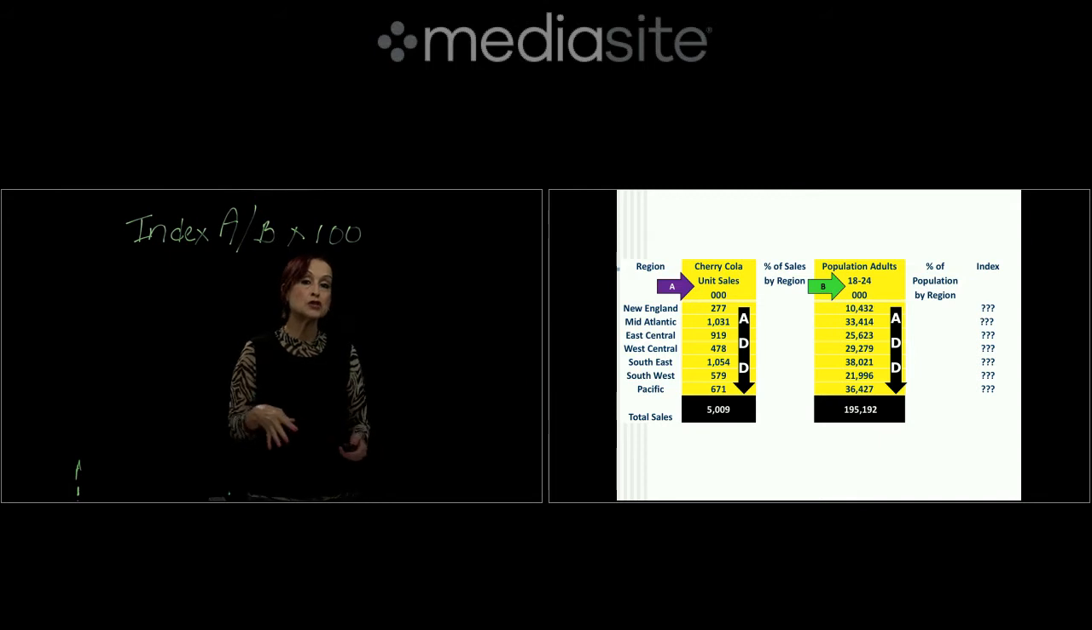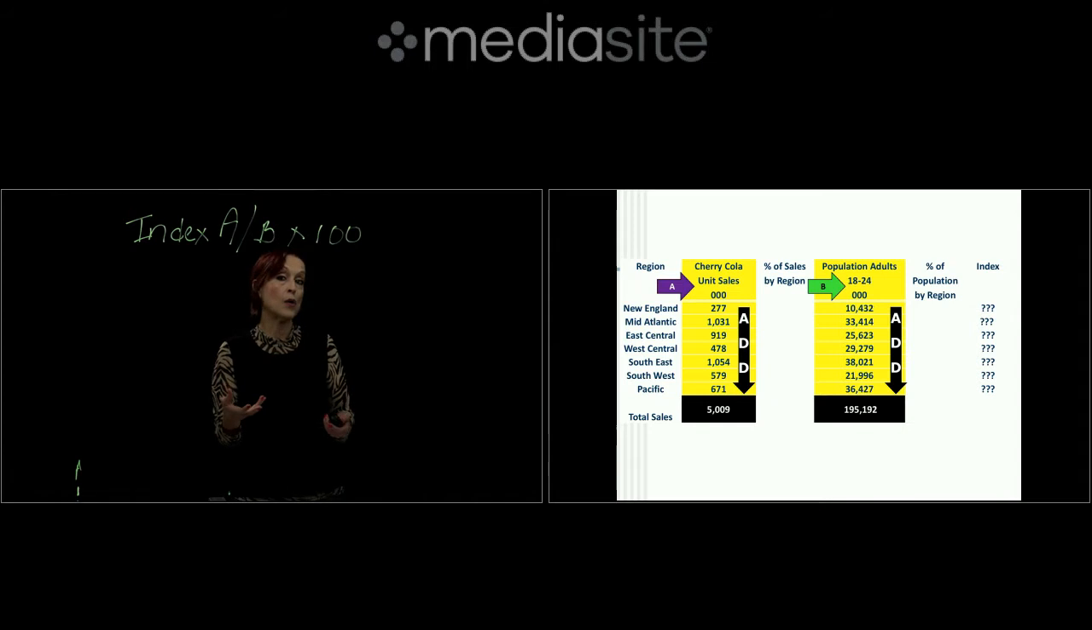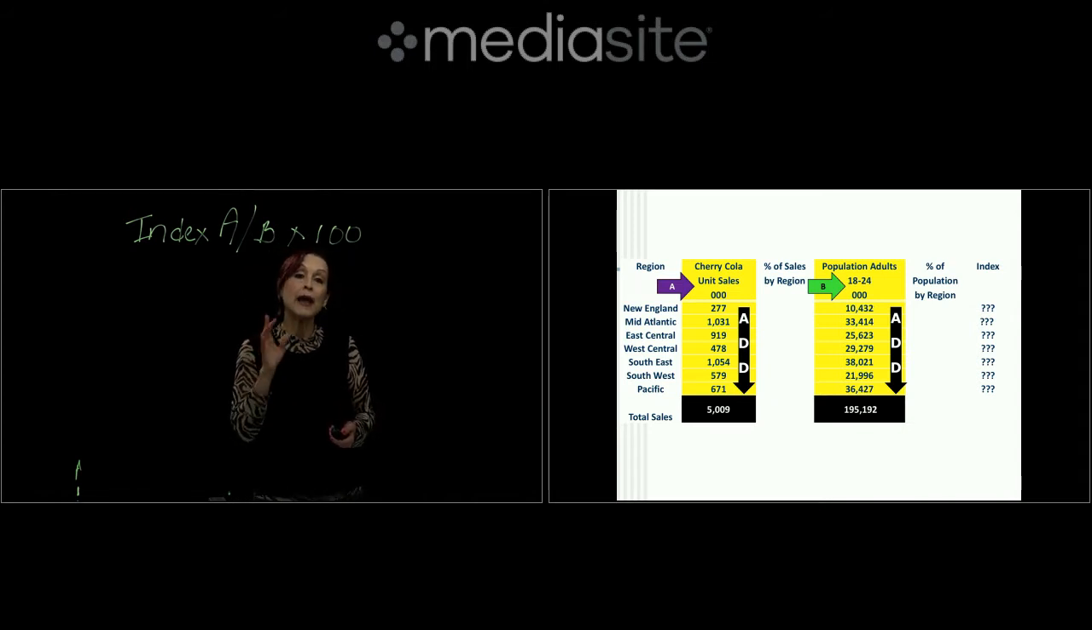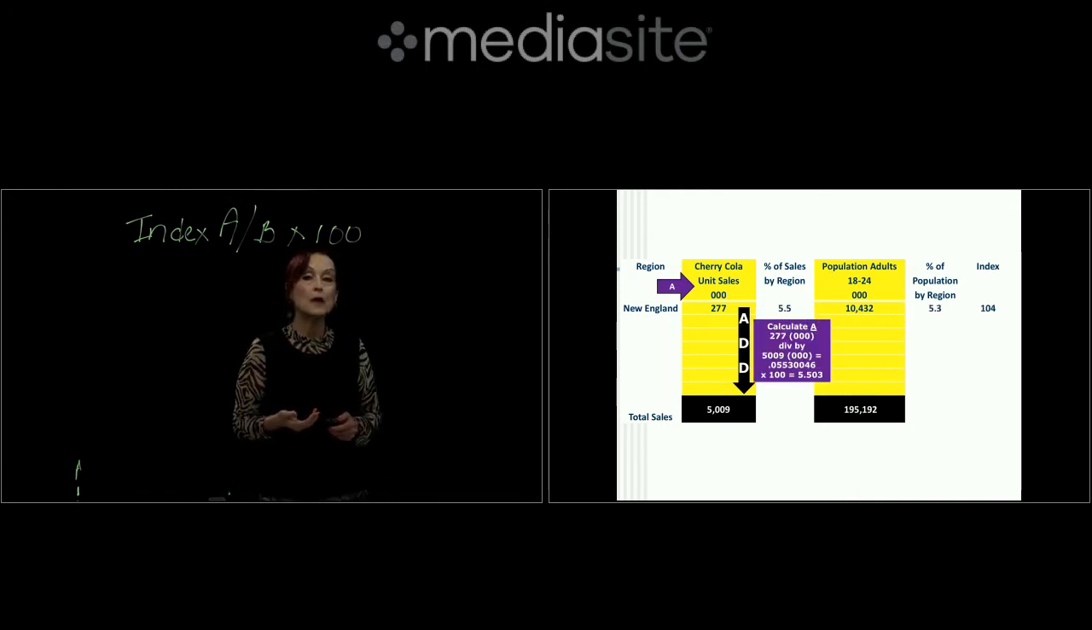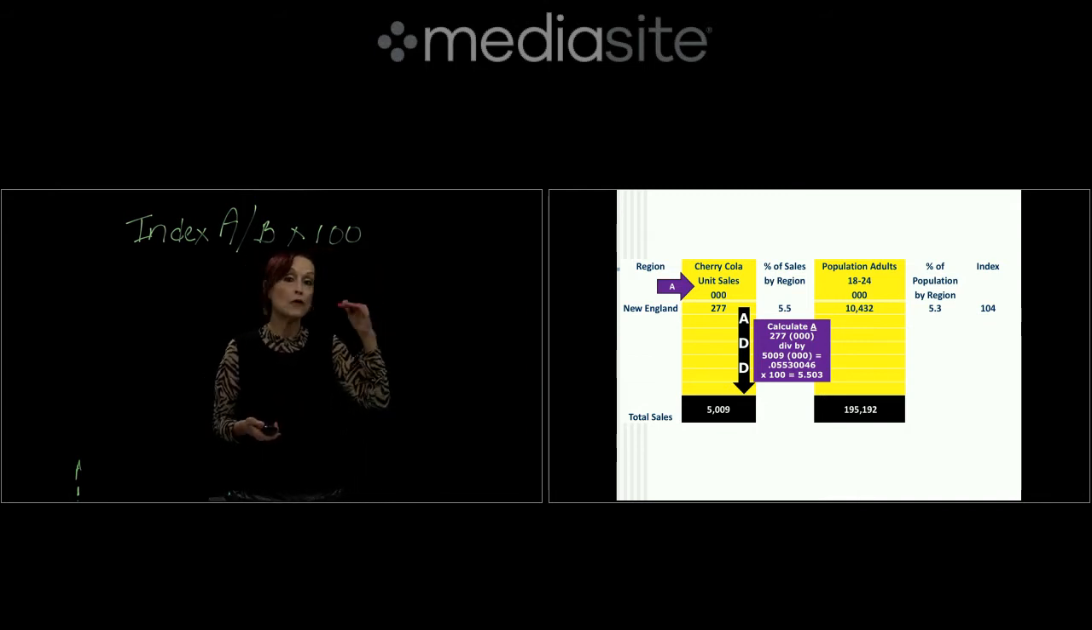We have a chart with outlined regions, unit sales of cherry Coca-Cola or cherry Coke, allocated by region, and population figures for adults 18 to 24, again divided by the outlined regions. So let's begin our calculation. By taking all the unit sales of cherry Coke, you have to add them for all the regions to find the total sales of cherry Coca-Cola. This is your A in the equation.